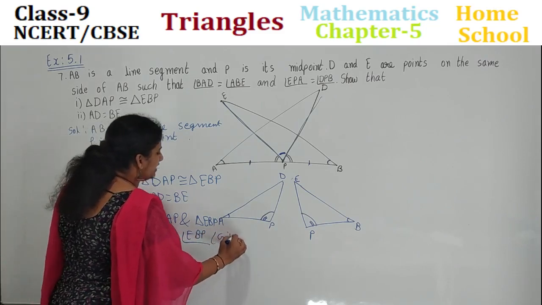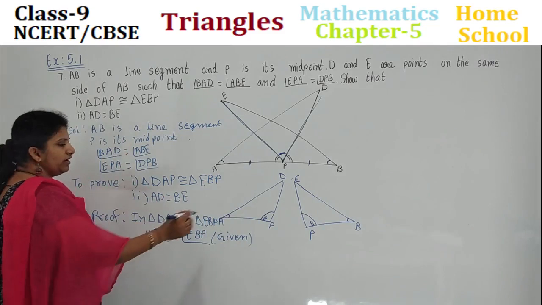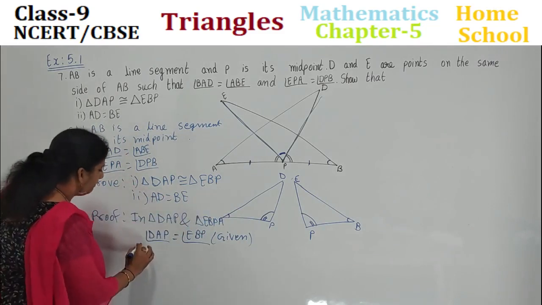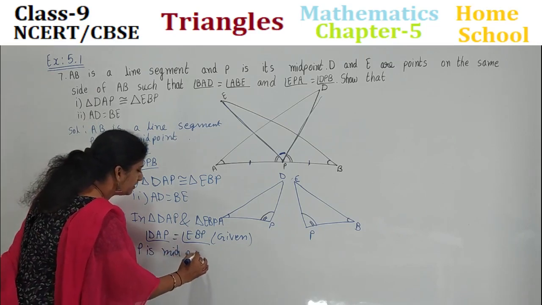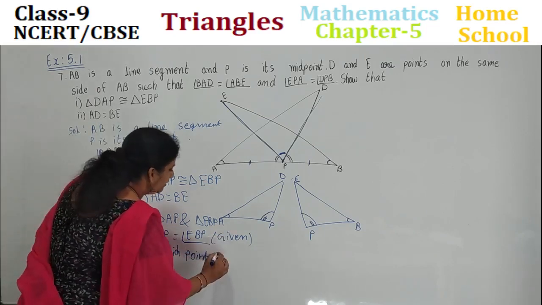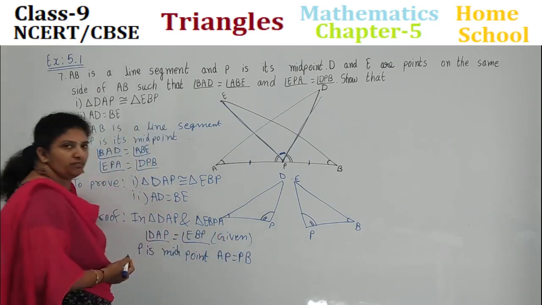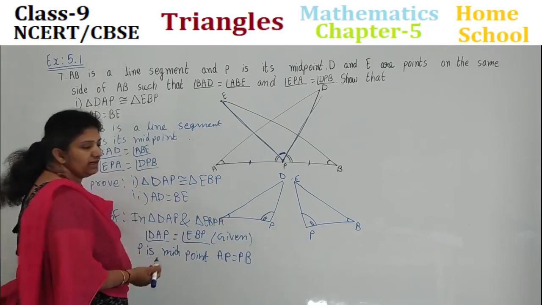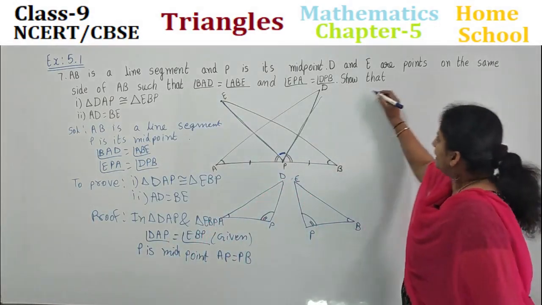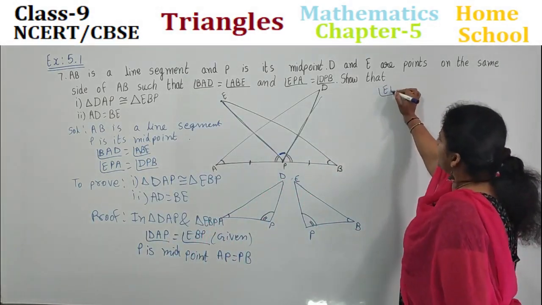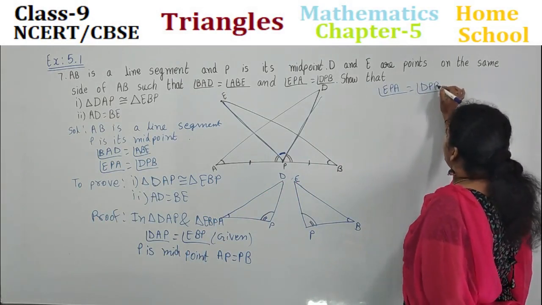Given. Next side, you can say, P is midpoint. P is midpoint, right? Therefore, I will say AP is equal to PB. Then one more angle. What is the given angle here? Given angle, let us take: angle EPA is equal to angle DPB.